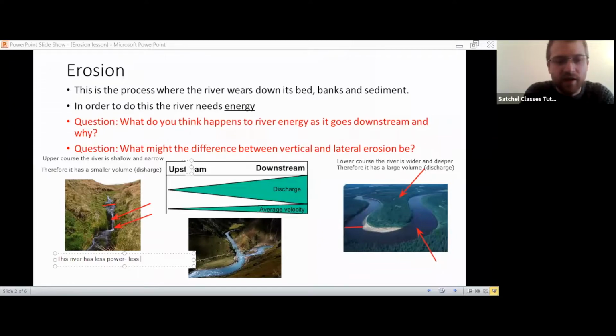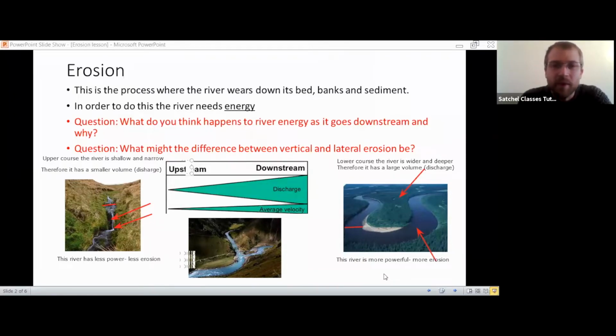Therefore, it's going to have less ability to erode, so less erosion will take place. Now, in our lower course, we are looking at the complete opposite. So here, the river is more powerful, so therefore more erosion will take place. Okay, so if there's more erosion taking place, then more material will be broken apart.